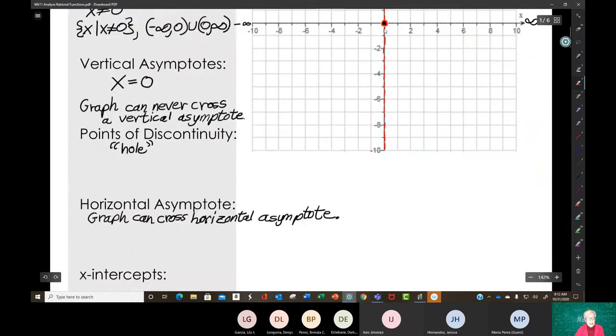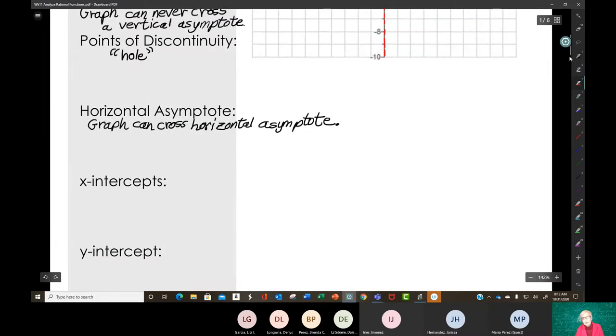To find the horizontal asymptote, you look at the highest degree term on the top. Okay, let's do it this way. I'm going to do it in blue. Highest degree term on top and the highest degree term on the bottom, and you make a fraction out of them.